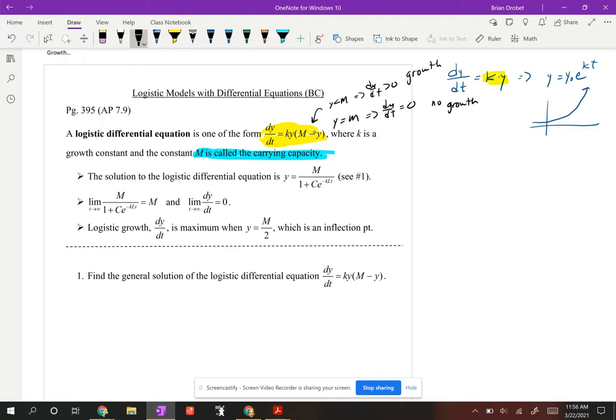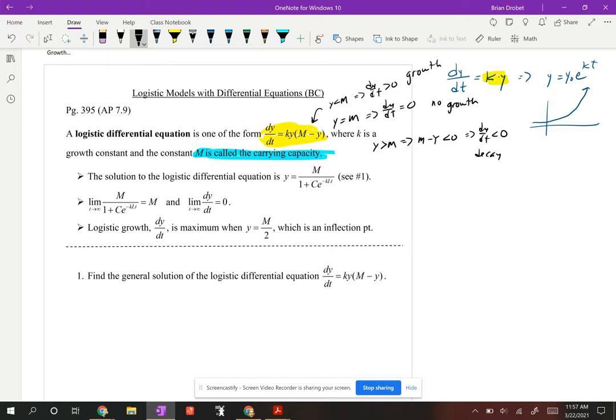If somehow the population were to go greater than the carrying capacity, you can imagine there's an environment where only 100 squirrels can live and we introduce 200 squirrels. Well, then what will happen is the quantity m minus y is therefore negative. Thus, the derivative is negative, and we have decay of the population.